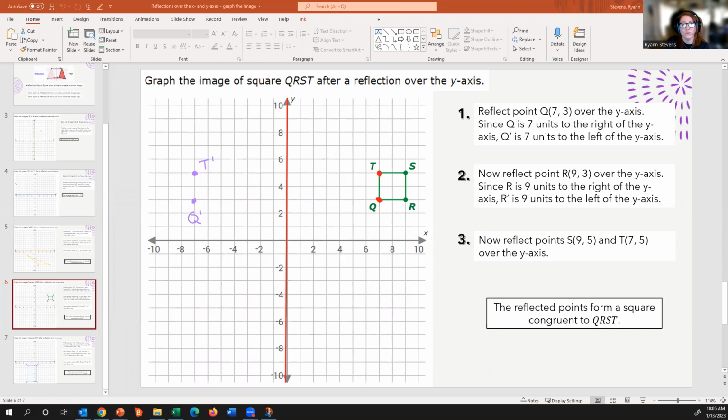All right, and then we'll move on to R here. We want to see how many places away from that line of reflection R is. So 1, 2, 3, 4, 5, 6, 7, 8, 9 places. So then when we go to graph, we're going to go exactly 9 places in the other direction. So 1, 2, 3, 4, 5, 6, 7, 8, and then 9. And this is going to be R.